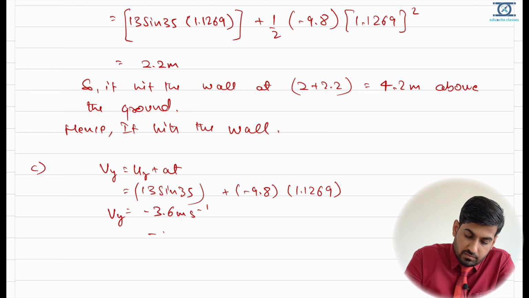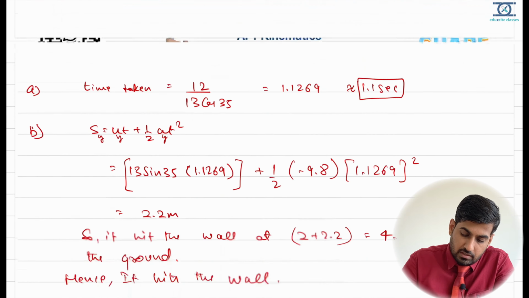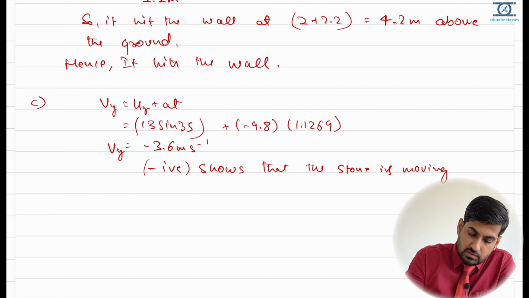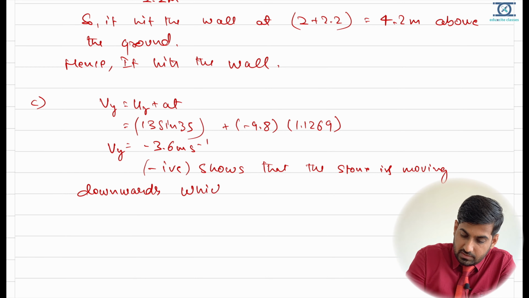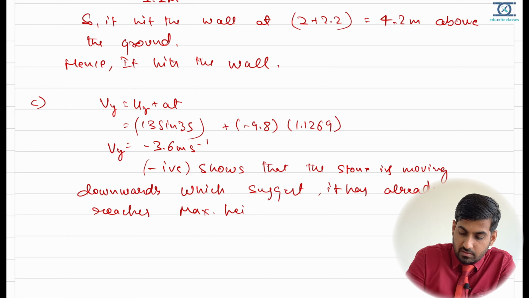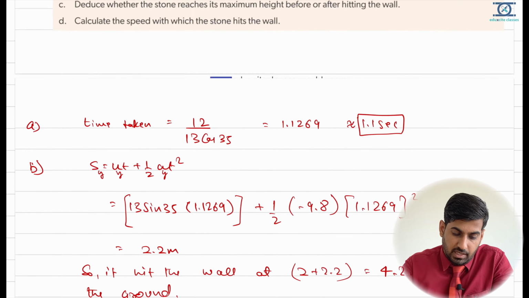So the negative shows that the stone is moving downwards, which suggests it has already reached maximum height. Okay, or you can compare the times.